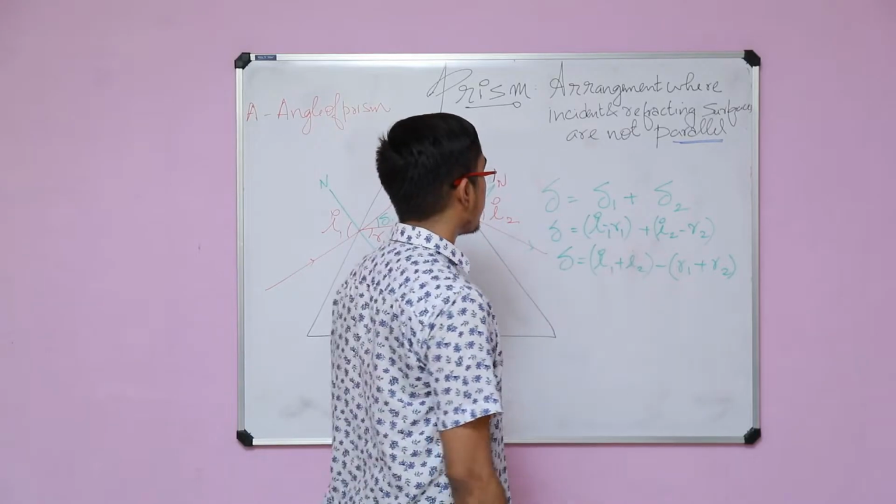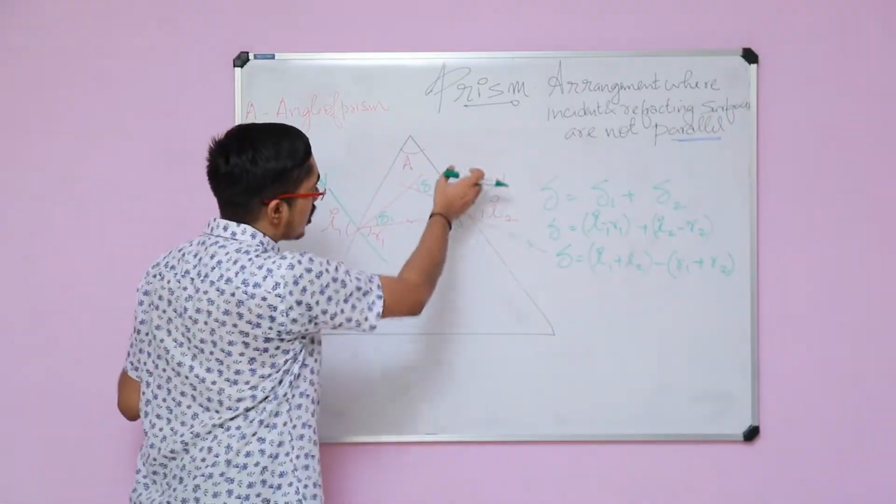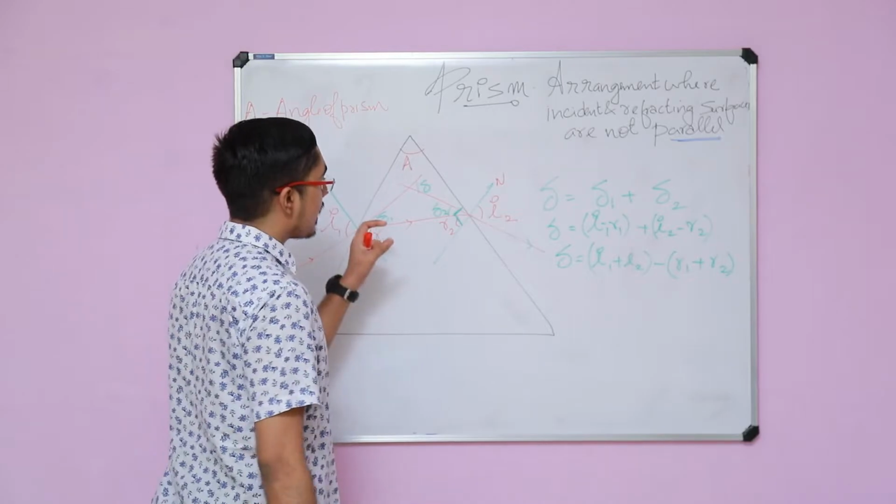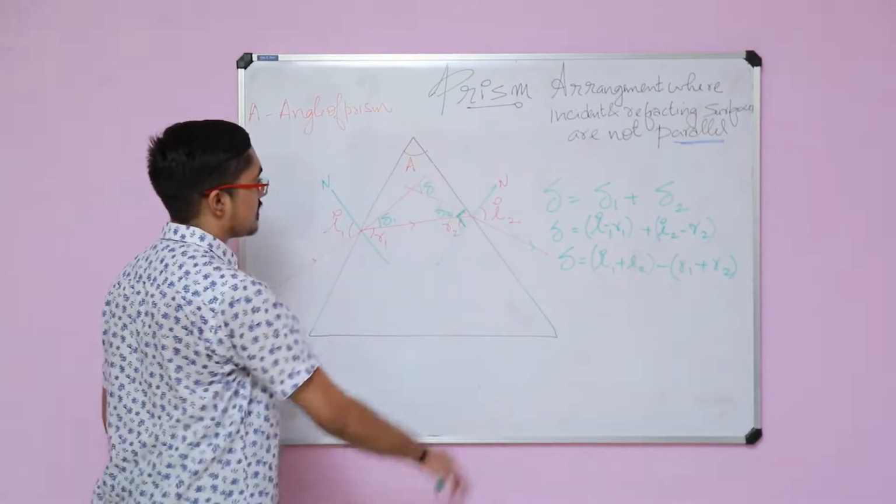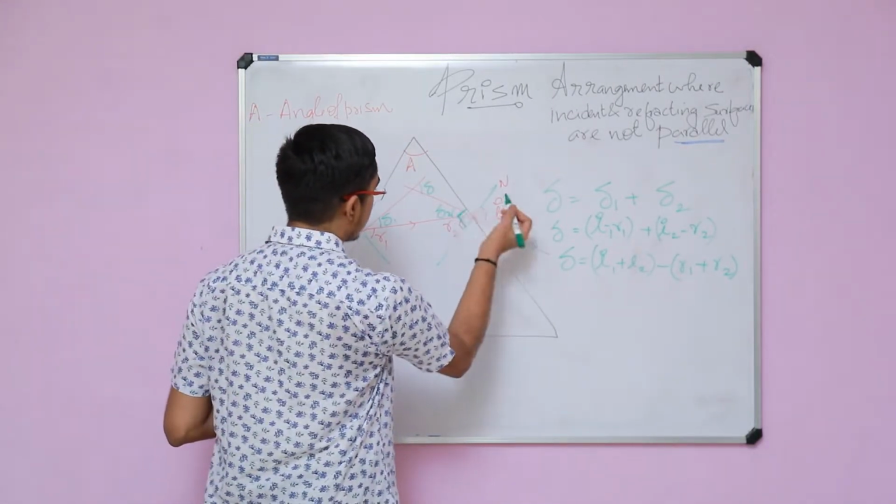Let it remain as such over here. So this is the normal ray. The normal makes an angle of 90 degrees with the refracting surface. We all know that, right? That is why it is called the normal ray.